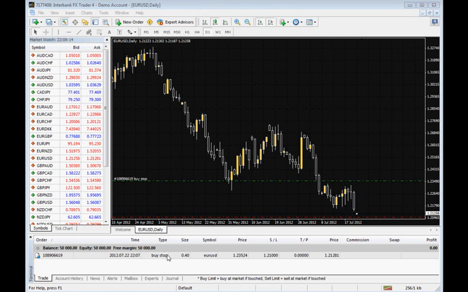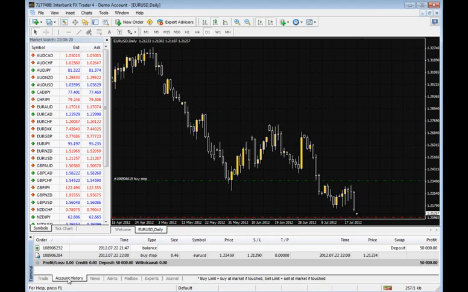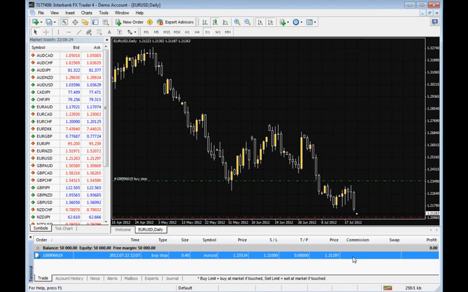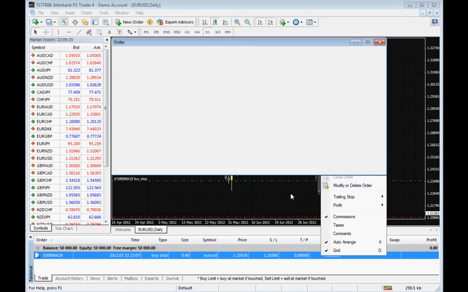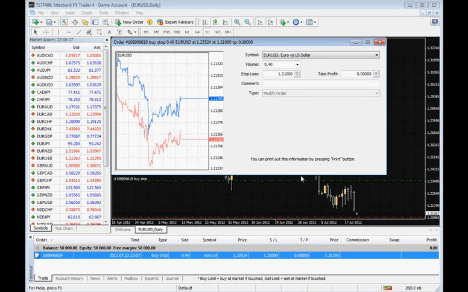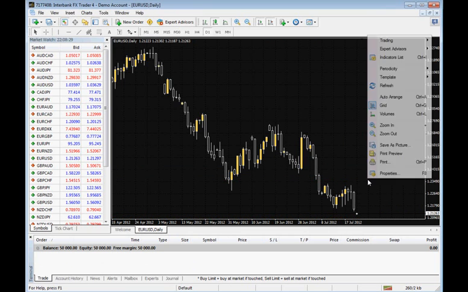Now once you're in that trade and a trade's executed, it's a little bit different. So let's go ahead and delete that order. I'm just going to go to trades here. You can see our pending trade. I'm just going to right click and delete that. Let's get rid of it, and it's gone. So let's say we have a trade executed.